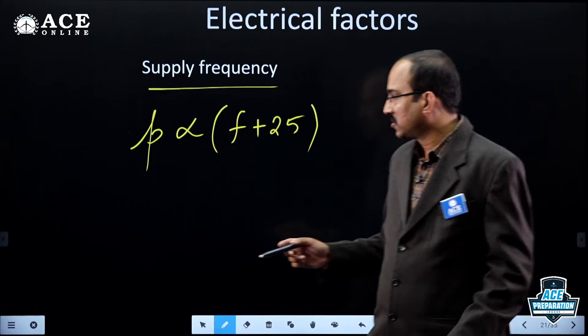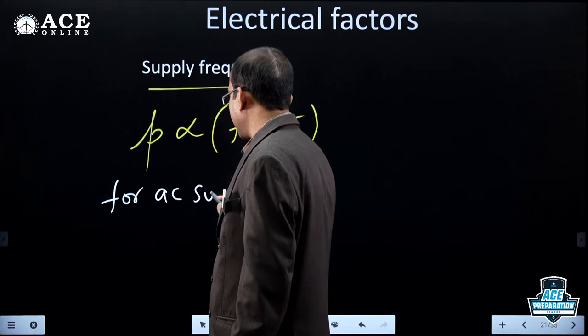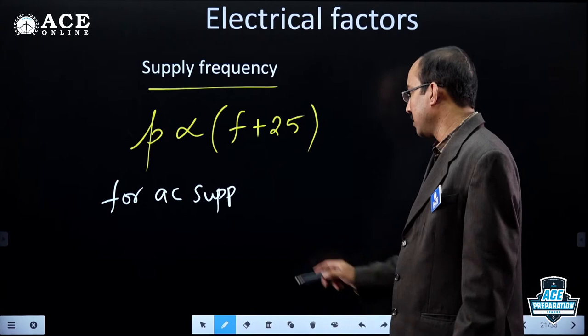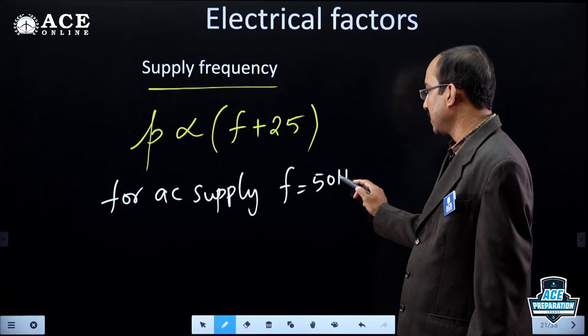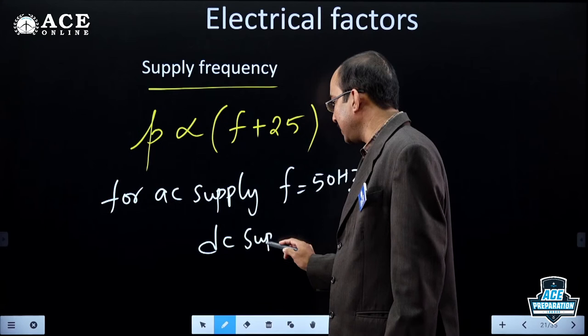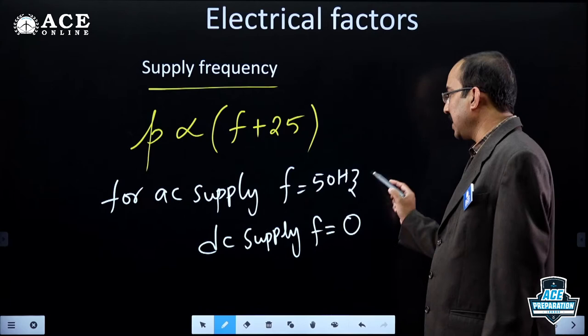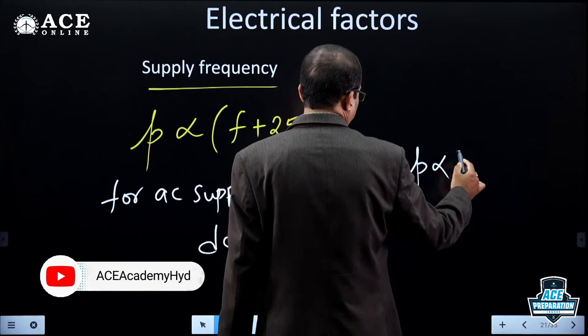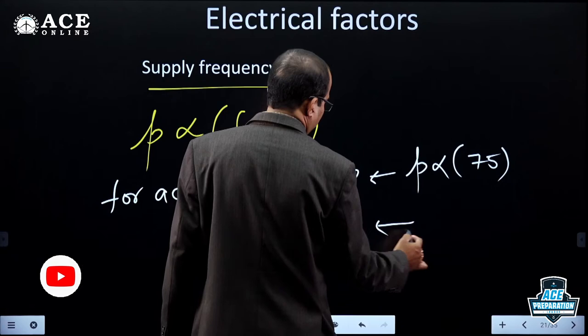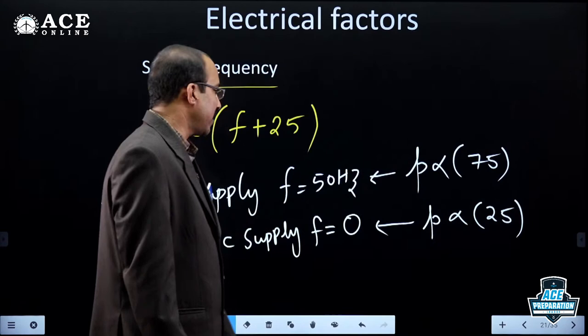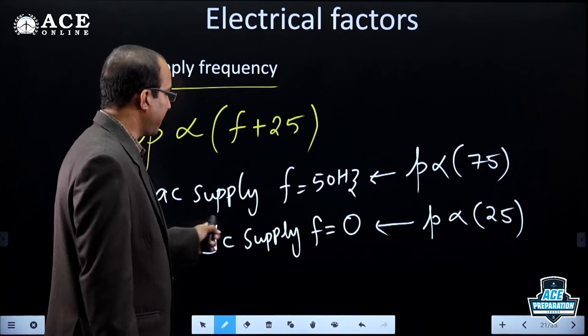For AC, suppose as of now we are operating at 50 hertz frequency. For DC, the supply frequency is zero. Here, corona loss is directly proportional to 50 plus 25, that is 75. And here, corona loss is directly proportional to 25. Where will the corona loss be more, for DC or AC? Corona loss will be more in the case of AC, not DC.